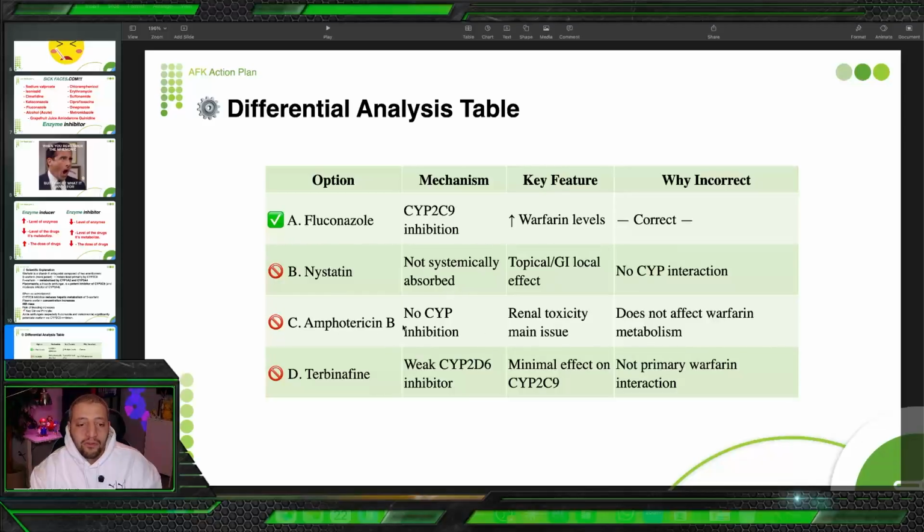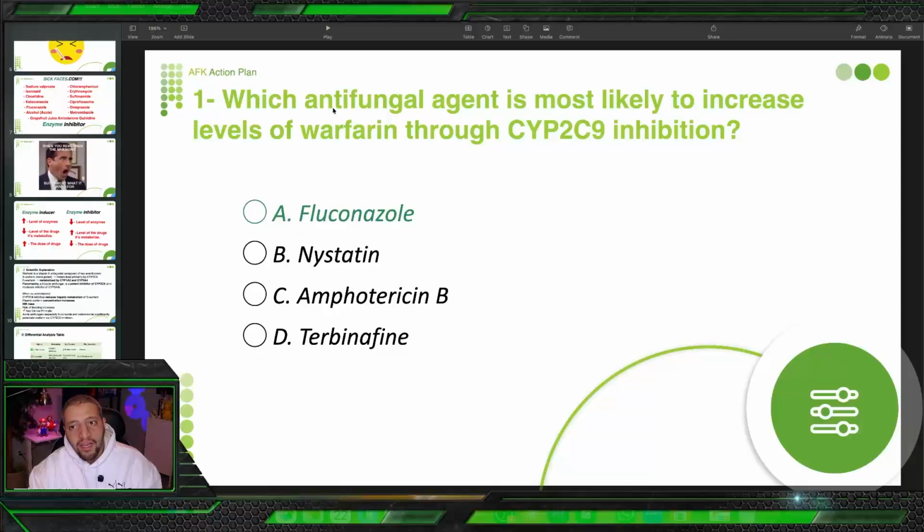Amphotericin B has nothing to do with CYP. Terbinafine is a weak CYP2D6 inhibitor. Yes, it has an effect, but minimal. So the antifungal agent most likely to increase the level of warfarin through inhibition will be fluconazole. Okay, hopefully that is easy, and let's apply more for the next few questions.